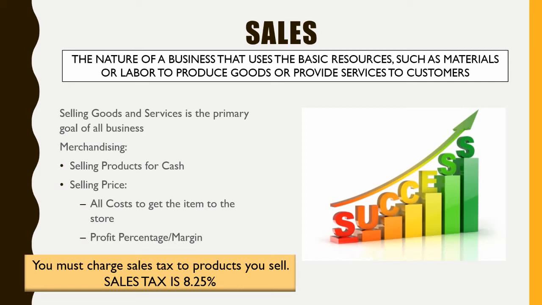So what is going to be entailed with the selling price? Well, you're going to take the cost of goods sold, and you're going to add a profit percentage, okay? Meaning you could double the price or triple the price, whatever it is, right? So it's going to be the selling price and then the profit percentage, okay?